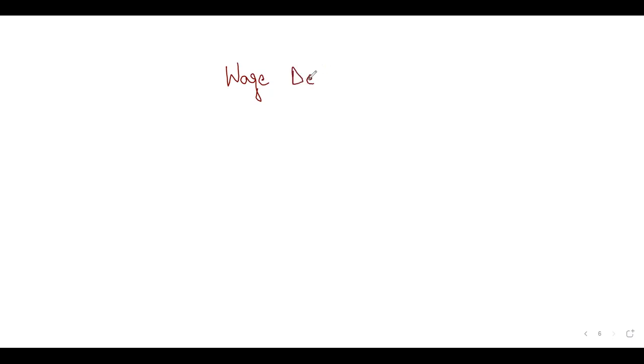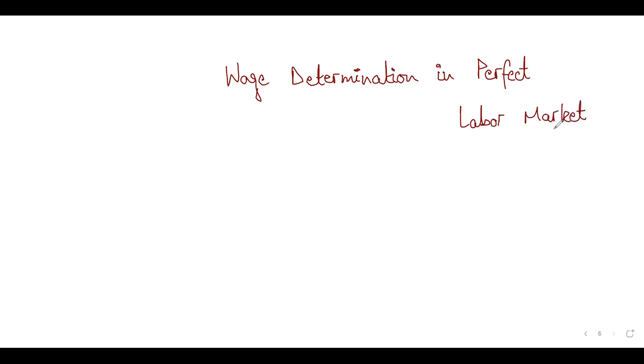Wage determination in a perfect labor market. Okay, now have a look at this. Now, firstly, what I usually do is that you can start off by listing the four characteristics of a perfect labor market that I mentioned. You can start off with that. Why? Because upfront, you are giving the examiner the idea that you know what a perfect labor market is and what characteristics should exist for a labor market to be defined as perfect, right?